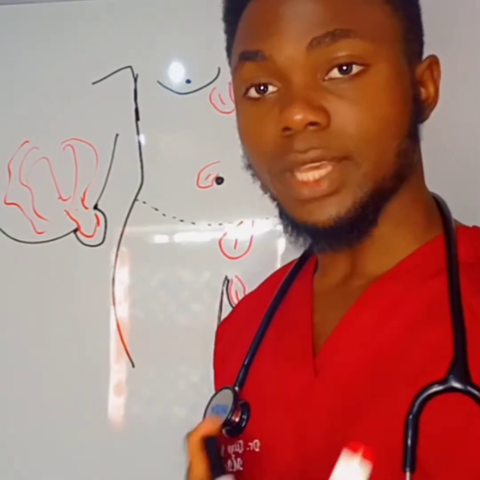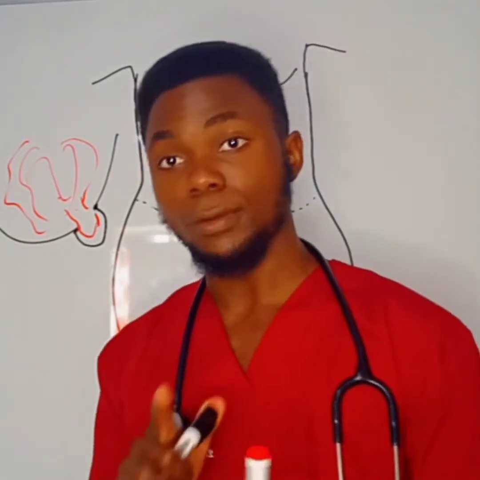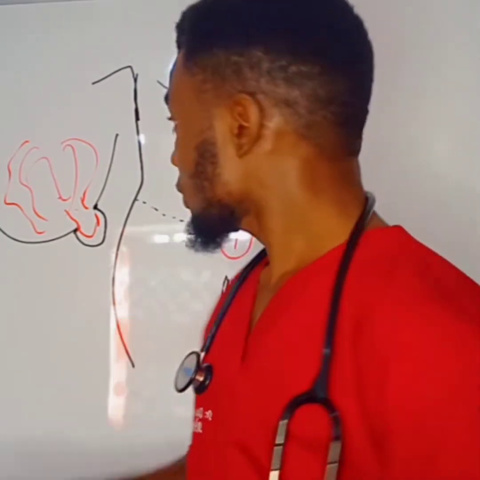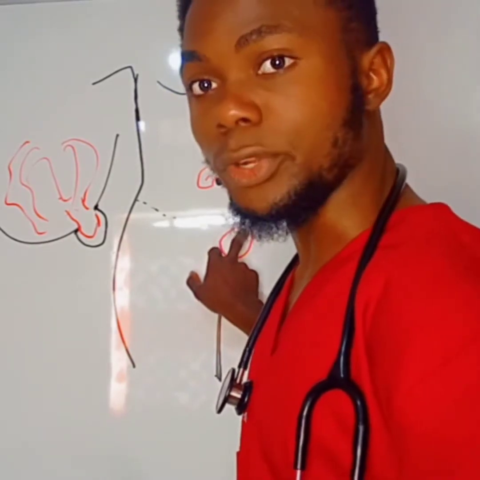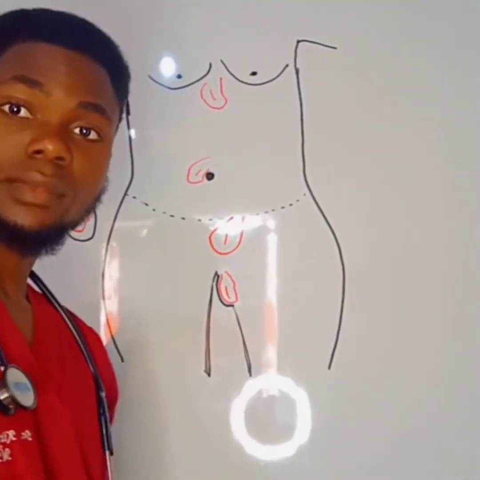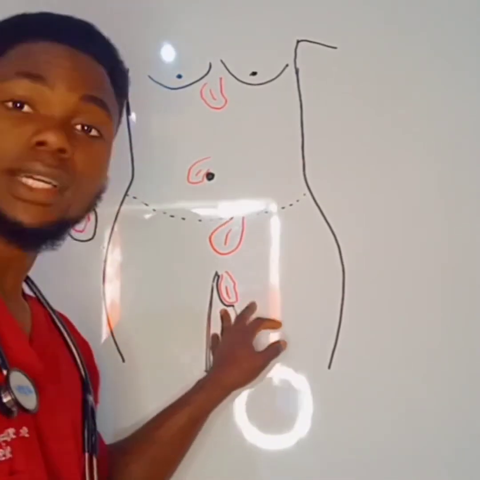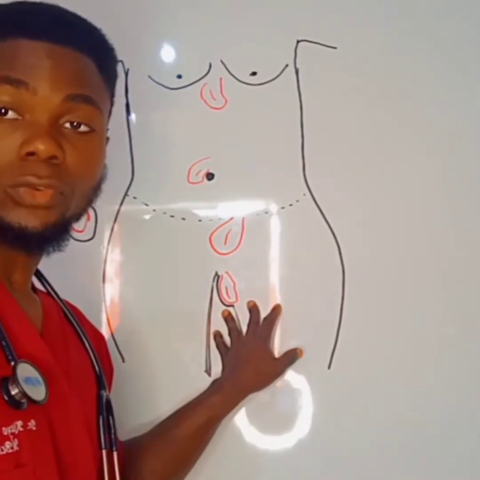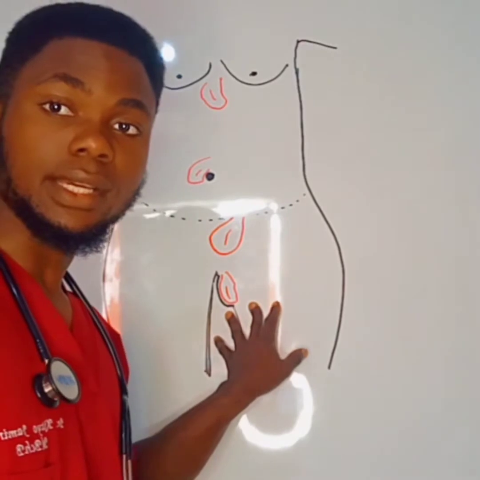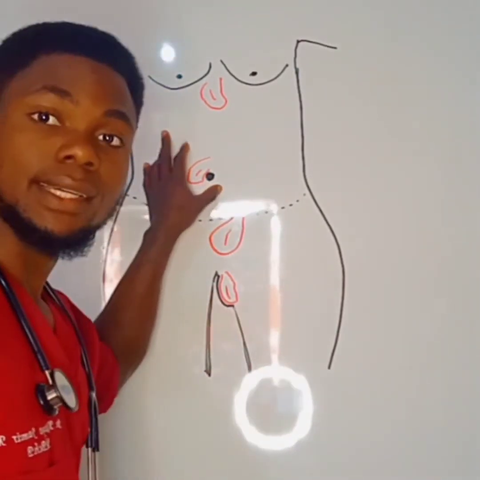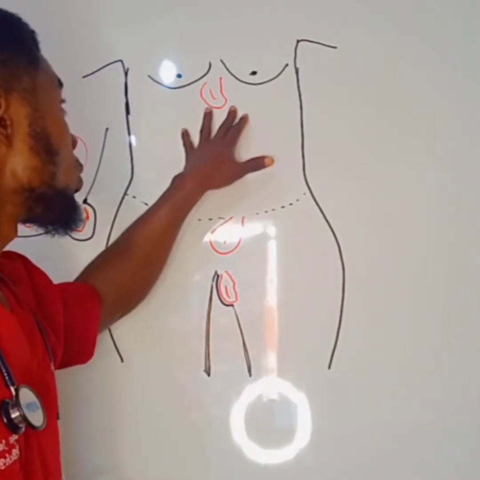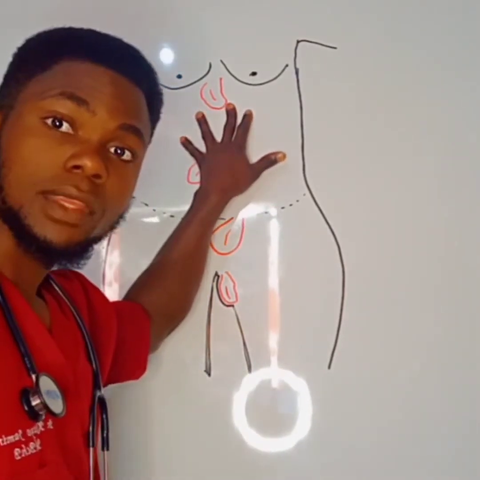They have several types depending on the site where they are formed. One, we can have what we call an inguinal hernia. Another one is a femoral hernia, and we are going to look at each and every hernia and what it signifies. We can have an umbilical hernia. We can have what we call an epigastric hernia.